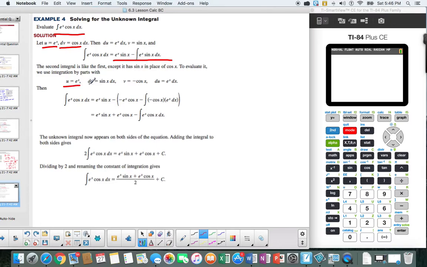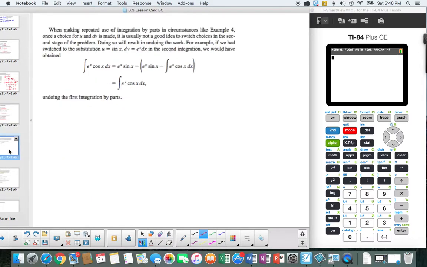So here's u and here's dv, and we're going to replace that. So it's going to be replaced by this expression right here. And notice that we're getting back the integrand that we had here to begin with. So we're going to bring that over to the other side and then divide by 2. So this is kind of a cyclic idea in that you do integration by parts once, you do it twice, you get your integral back again, and then you're able to evaluate it.